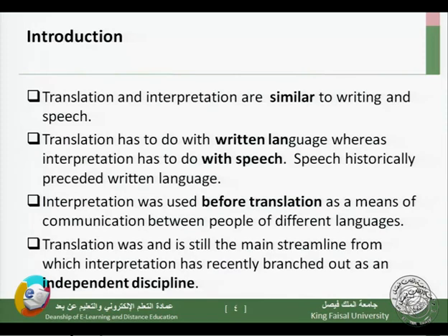Now, when we talk about translation and interpretation, it is as if we are talking about writing and speech, or written language and speech. Why? Because translation really has something to do with the written language, with writing. Interpretation has something to do with speech, because speech historically preceded written language. I mean, we speak before we write, don't we?